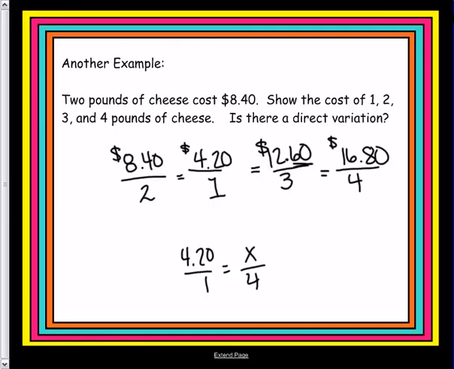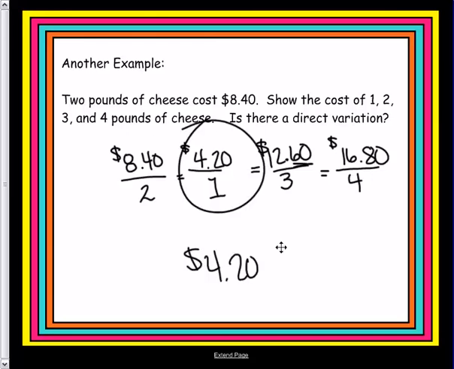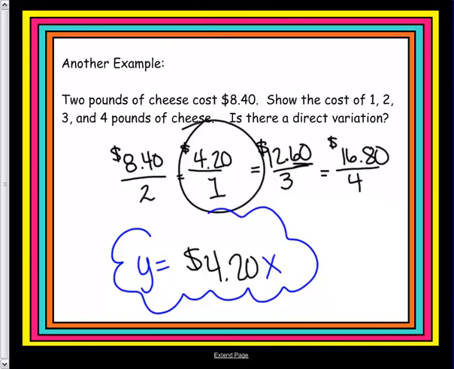Okay, so is there direct variation? Yes, and the constant rate of change is $4.20 because all of the rates are the same. So because all the rates are the same, they directly vary. So the equation would be y equals $4.20 times x. Okay, it's all about the equation.